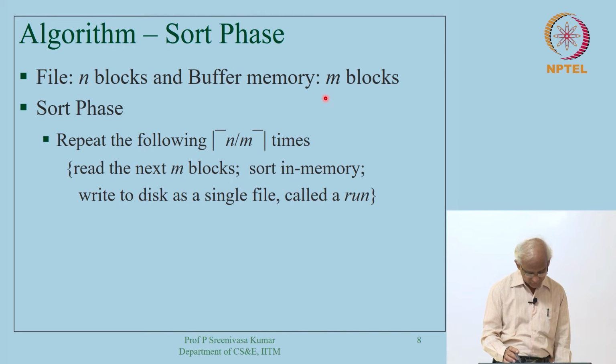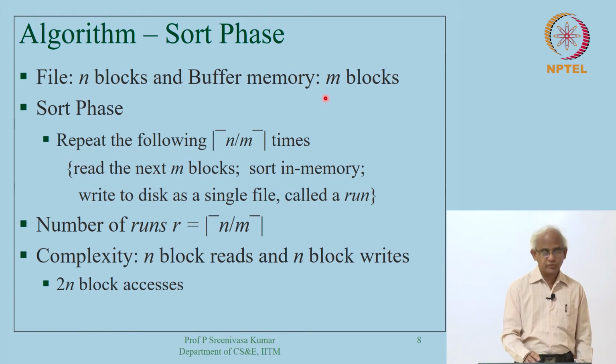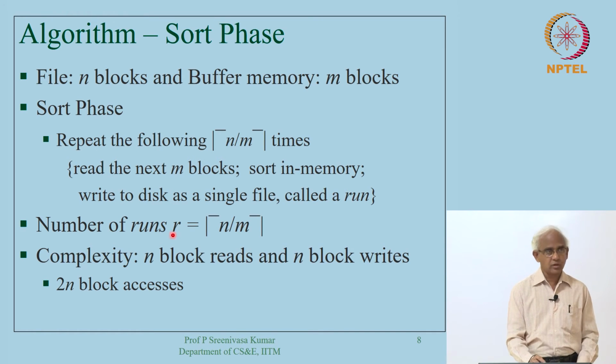Okay, what is the complexity of this whole thing? How many sub files will you create now? n by m sub files. There are n data blocks, and you are reading m of them at a time. So, in order to finish reading all of them, you will make n by m iterations. Each iteration produces one sorted sub file. These are called runs, and so the number of runs is ceil(n/m).